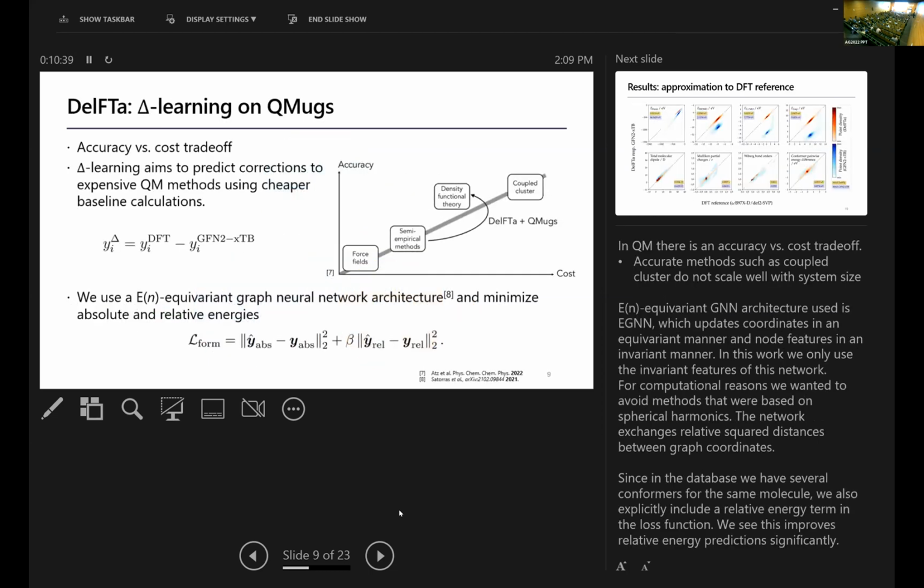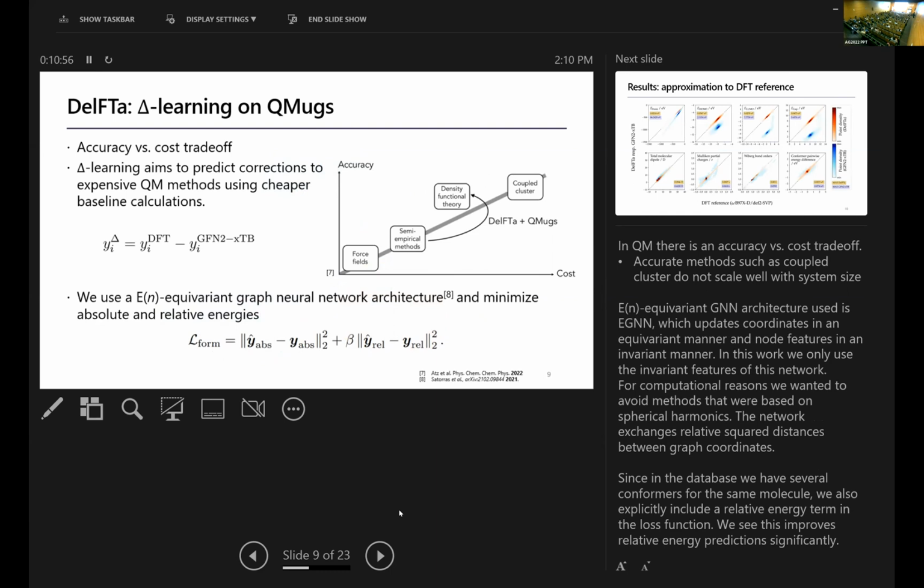So at some point when we were developing QMugs, we thought that this was a good idea, so we named this approach Delta. I've already had some people say to me that they don't understand the name Delta. We're not the greatest at naming things. So Delta is supposed to be a mixture between Delta and DFT.